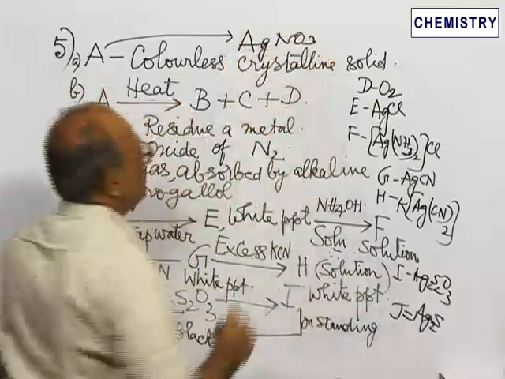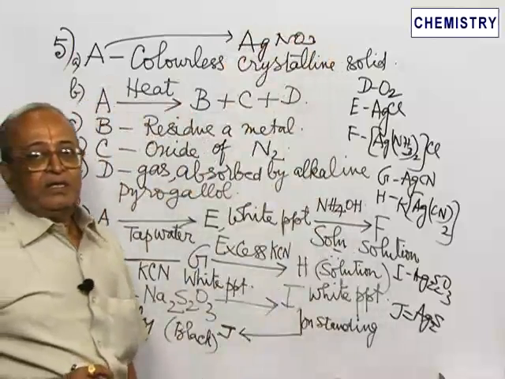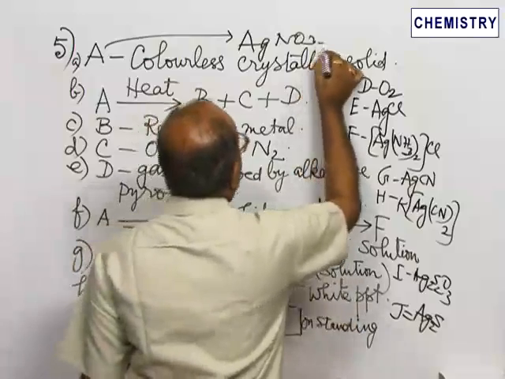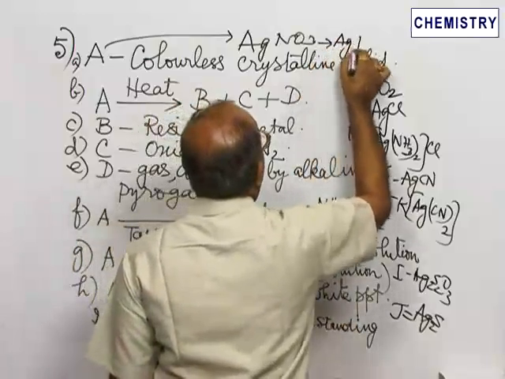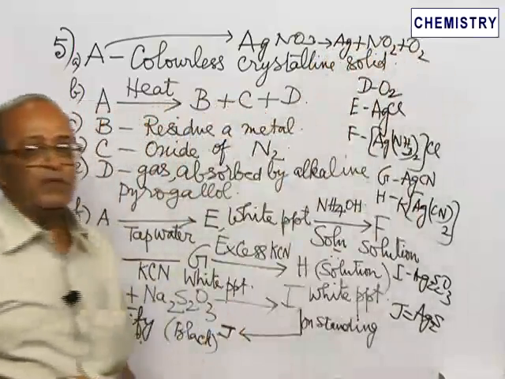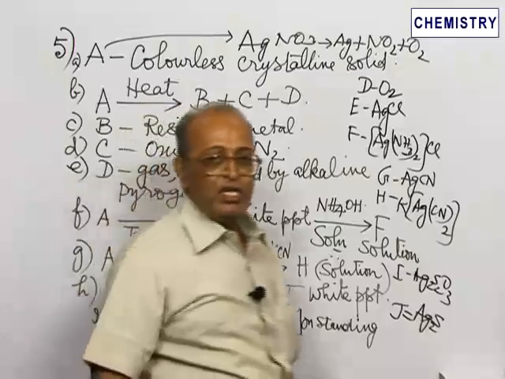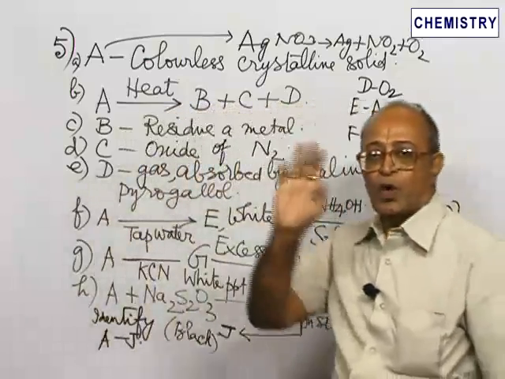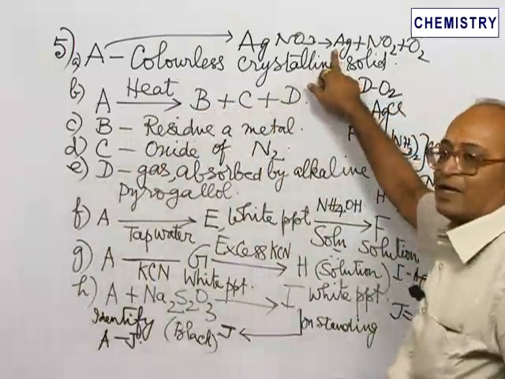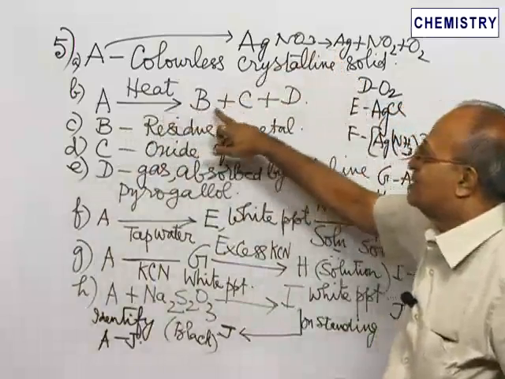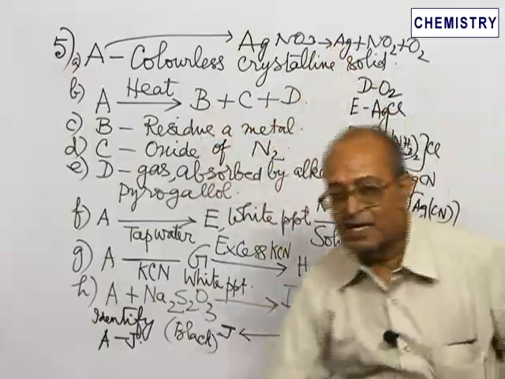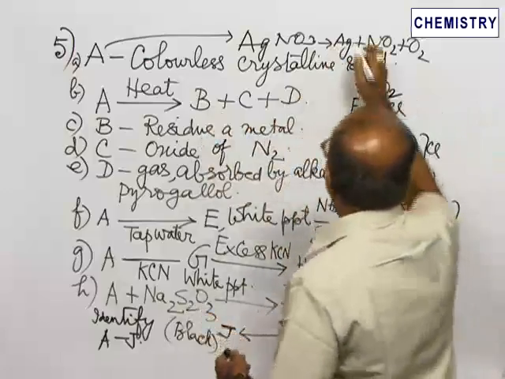a crystalline compound. Silver nitrate on heating gives Ag, NO2 and O2, three products. Ag, NO2 and O2, three products are formed. Now you can notice, on heating this salt, we get B, the residue, a metal. So B is Ag.